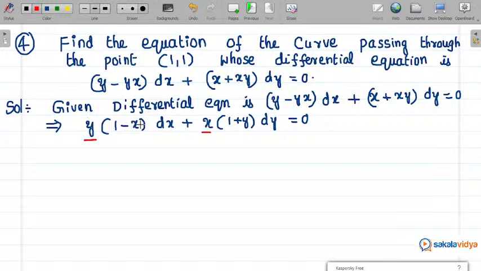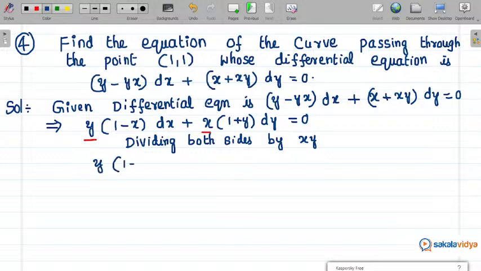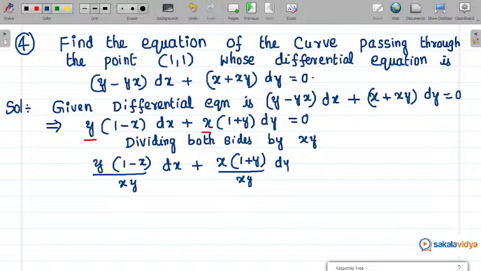Multiply these two terms, x into y, xy. So dividing both sides by the product of x and y, that is xy, to put it in variable separable form, we can write y times (1 minus x) upon xy dx plus x times (1 plus y) upon xy dy equals 0.